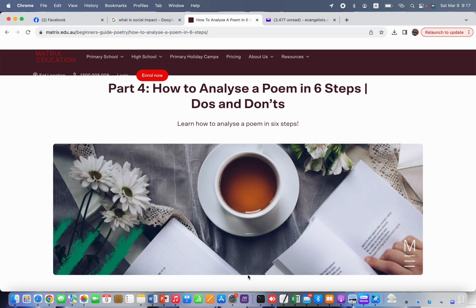Okay, and persona refers to the person speaking in the poem. I repeat, persona refers to the person speaking in the poem. So we have a first person persona or second person persona. So this pertains to the point of view, first person point of view or second person point of view. So the person speaking in poems is called persona.